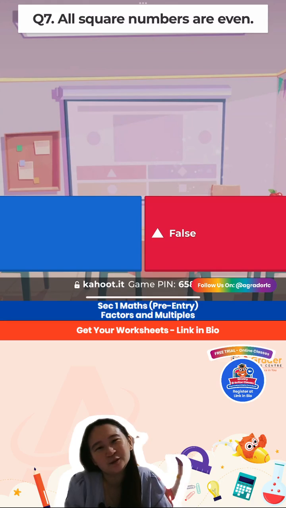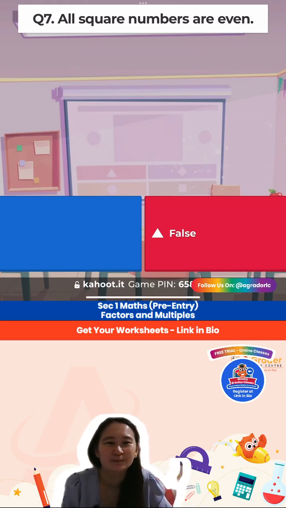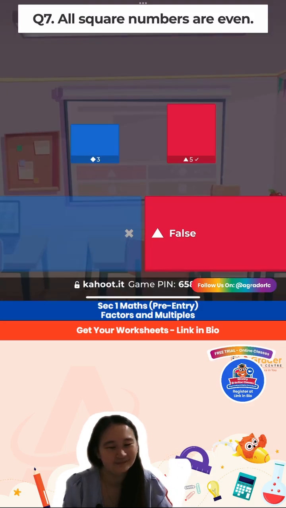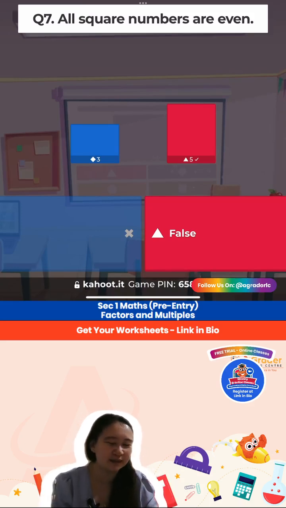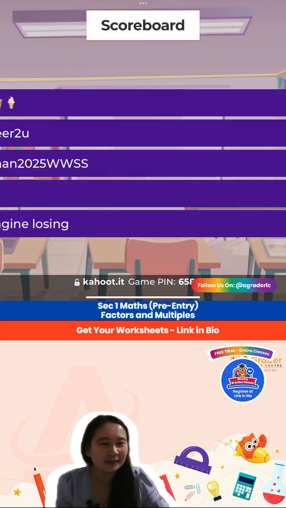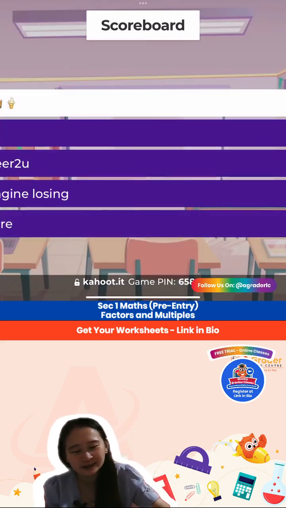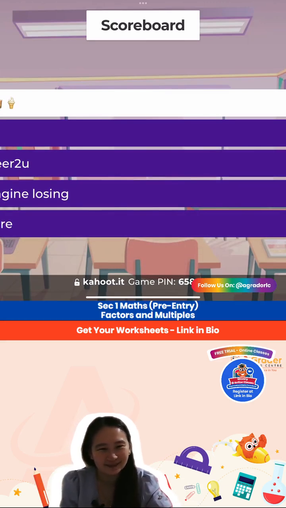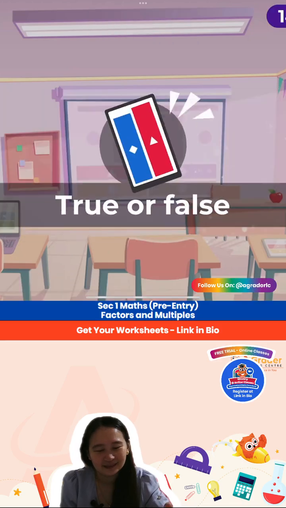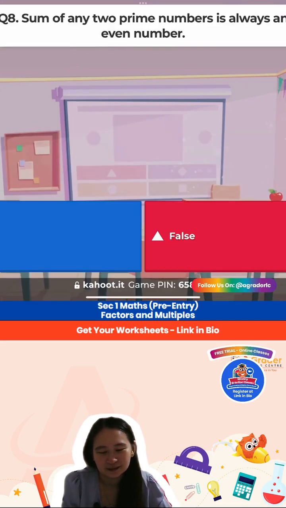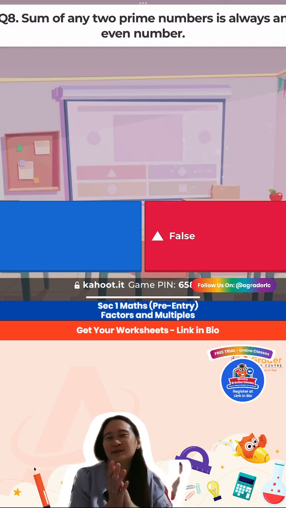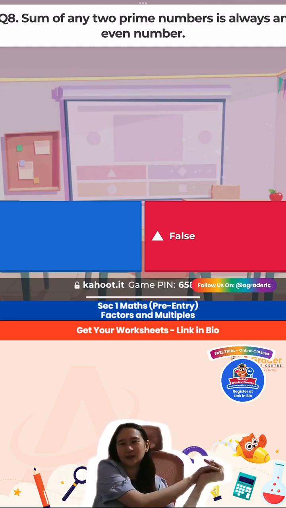Next will just be true or false questions. Not all square numbers are even. There are 7 times 7, 49. It's not an even number, right? This is only for Sec 1 students or secondary students.